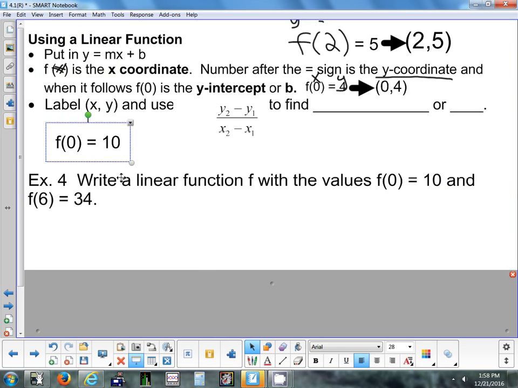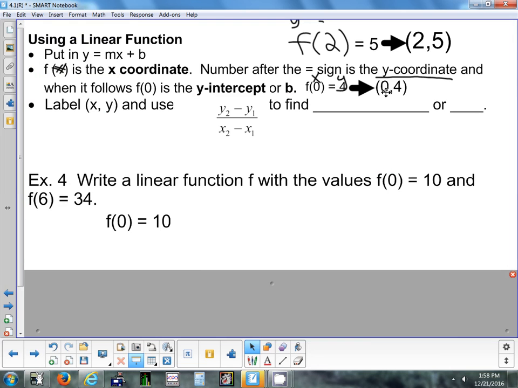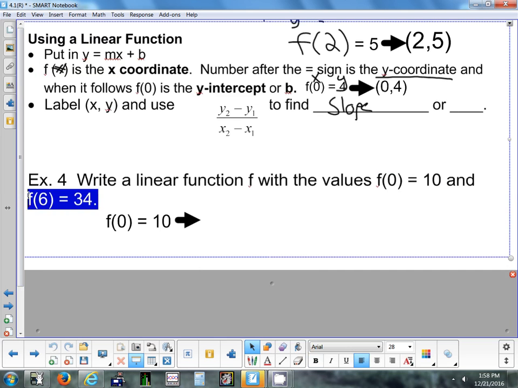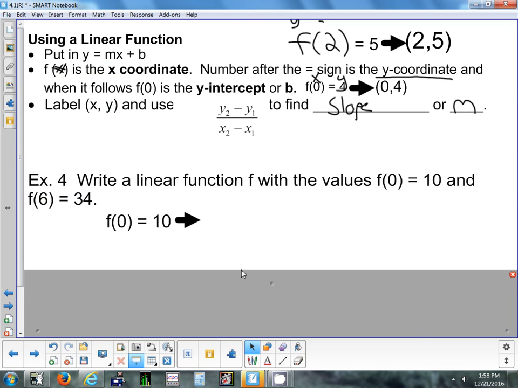This is the slope form, right? That's the formula to find slope. We're going to find slope, or what letter in slope-intercept form? M. Or our M. So here we go. I'll give you guys a second.